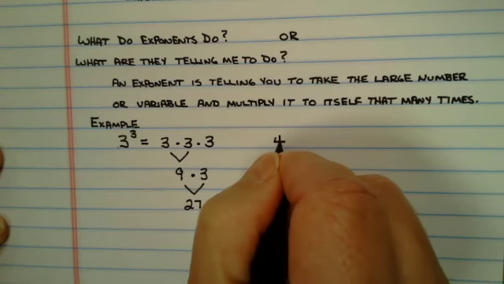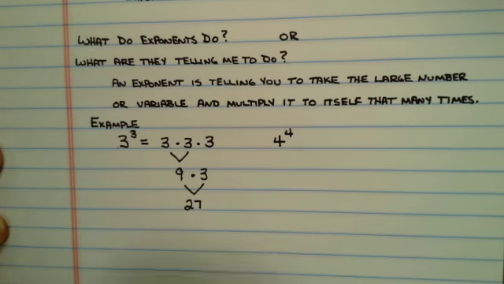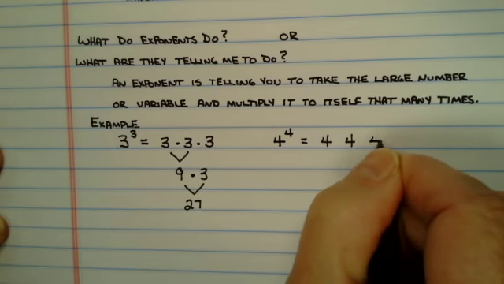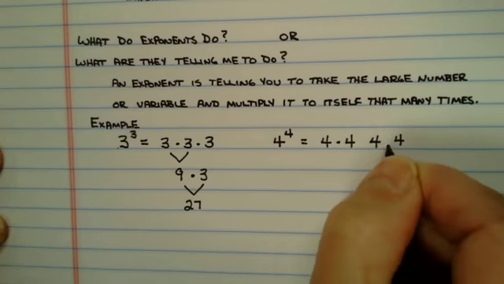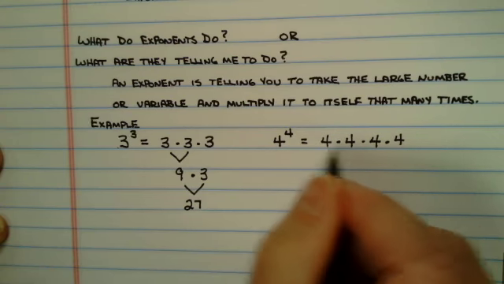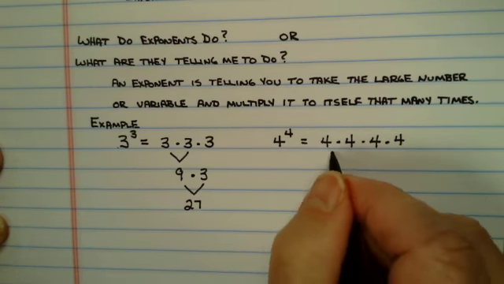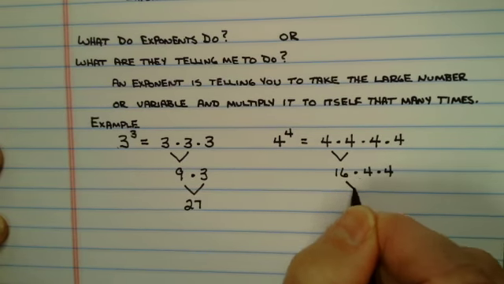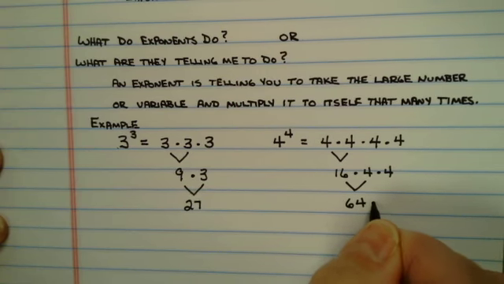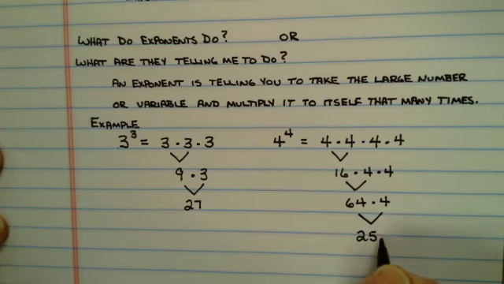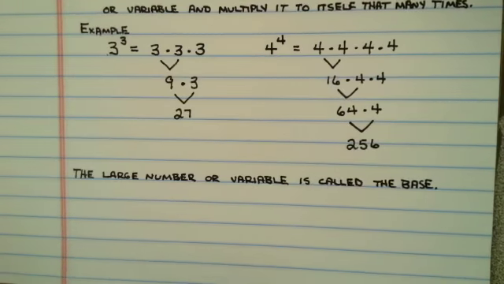Here's another example. 4 to the fourth power. That means I'm going to have 4 written down 4 times, and I'm going to multiply them all together. So the exponent tells you how many times you write down the larger number. 4 times 4 is 16, times 4 times 4. 16 times 4 is 64, times 4. And 64 times 4 is 256.